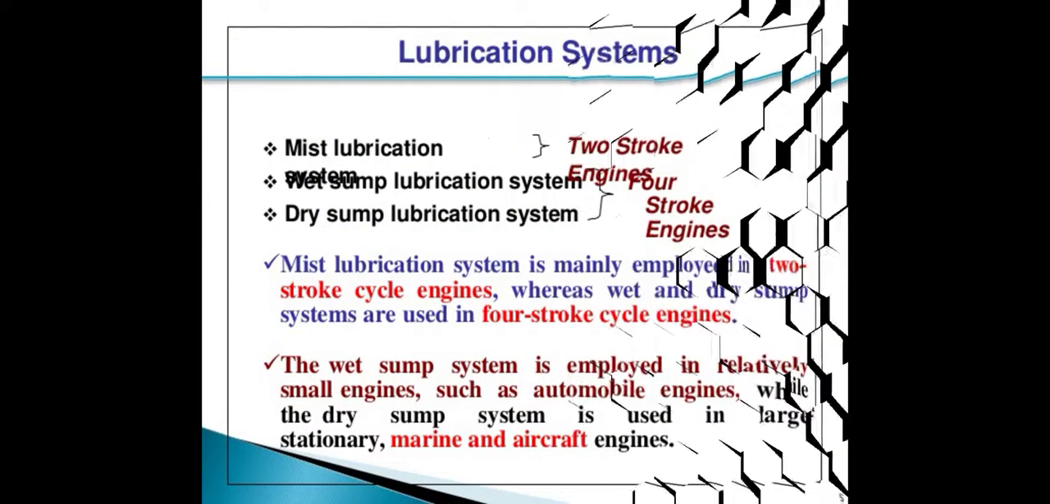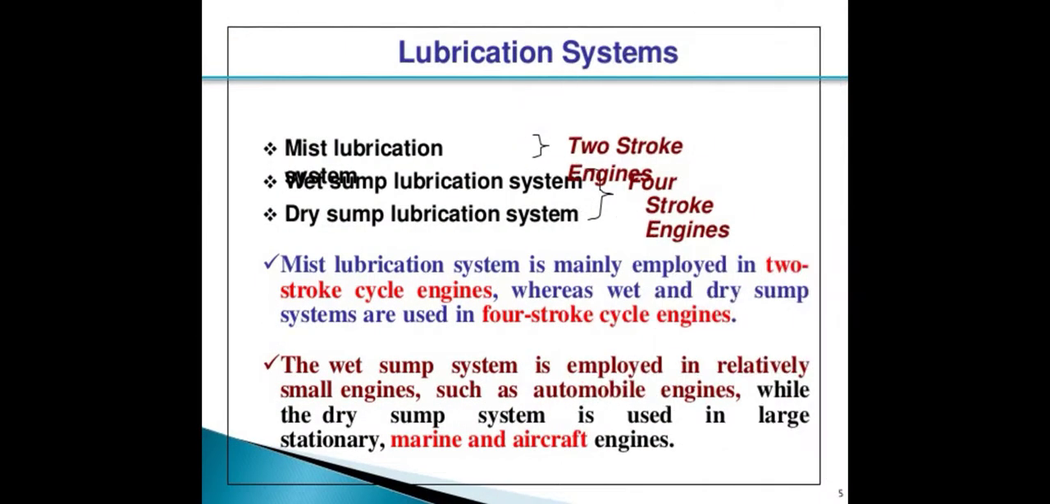Lubrication systems. There are three types of lubrication systems. First is mist lubrication. Second is the wet sump lubrication system. Third, the dry sump lubrication system. The mist lubrication system is used for 2-stroke engines, while the remaining two are used for 4-stroke engines.